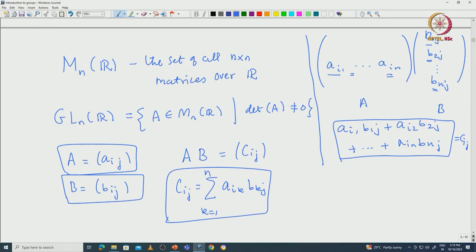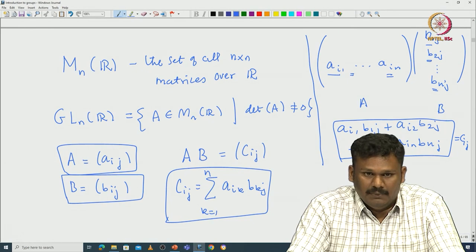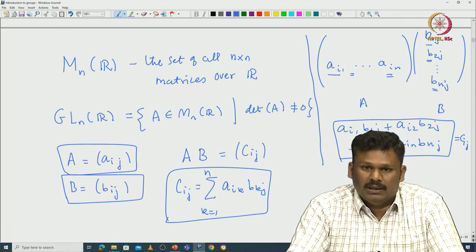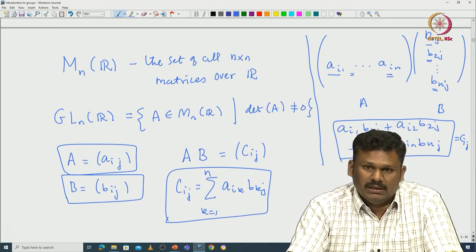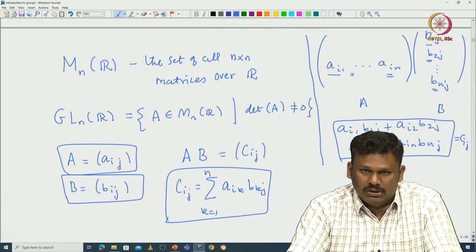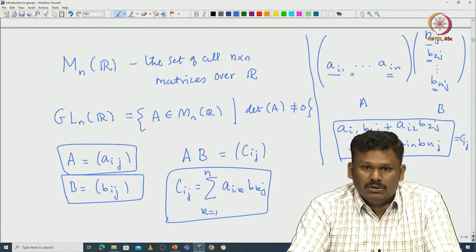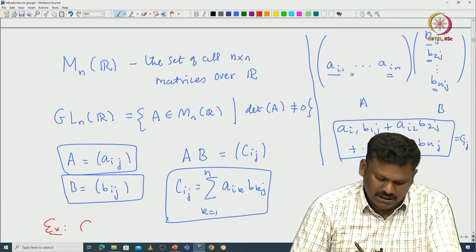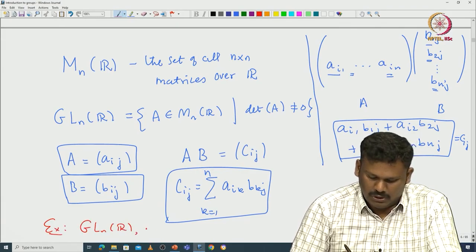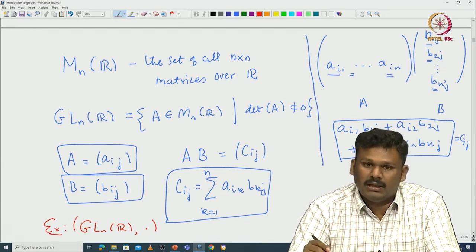Now it is not hard to see, if A is invertible and B is invertible, then the product AB is also invertible. You can obtain that from the determinant formula: determinant of AB is equal to determinant A times determinant B. Using that formula, you can easily see that if determinant A is non-zero and determinant B is non-zero, then the determinant of AB is also non-zero. And once A is invertible, then A inverse is also invertible. That is easy to see. I will leave it to you to check associativity of this multiplication and so on. In particular, this set GL_n(R) with respect to multiplication of matrices forms a group.